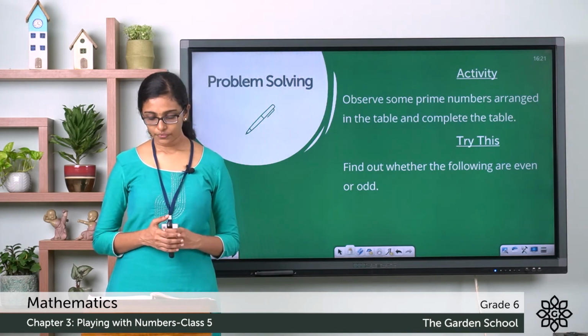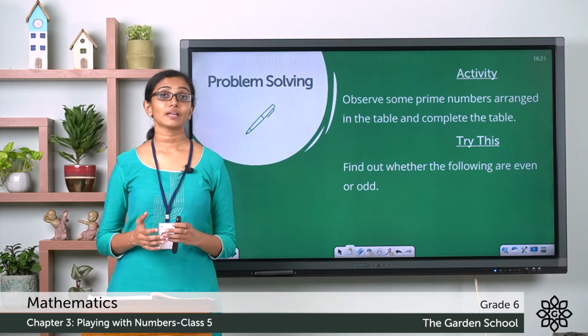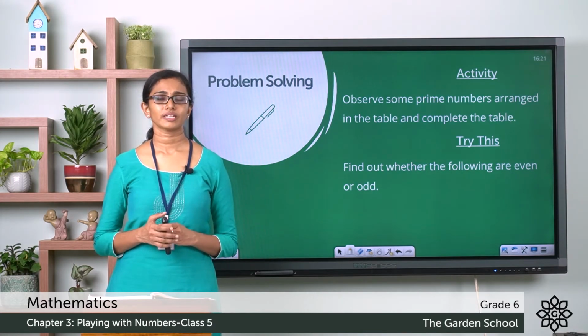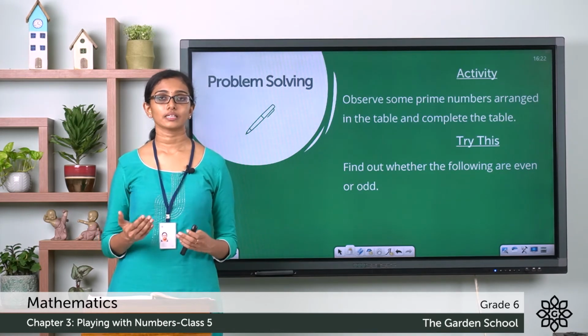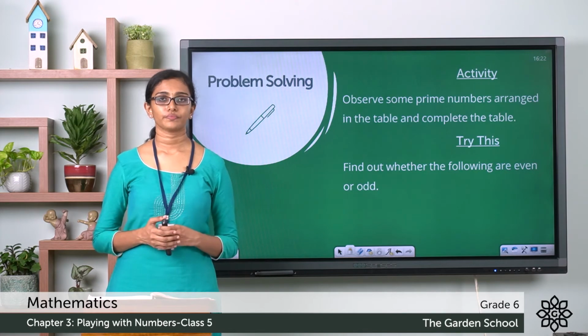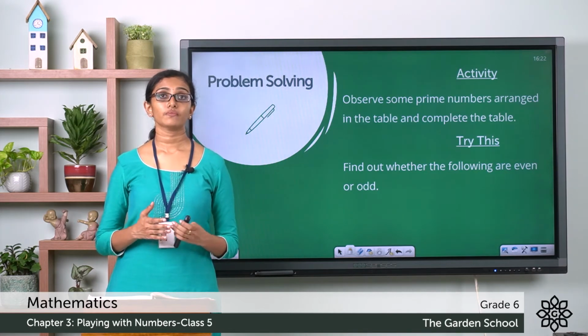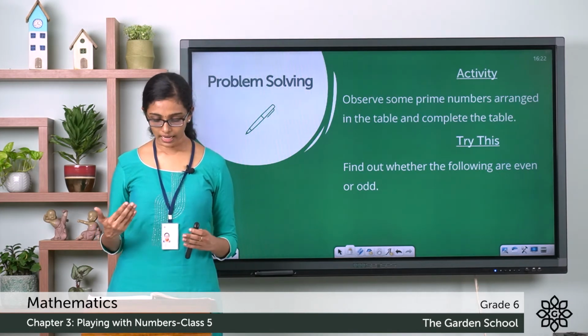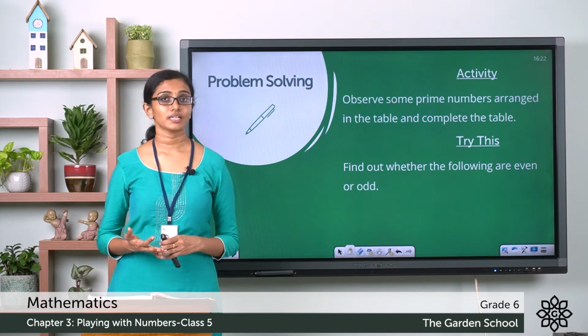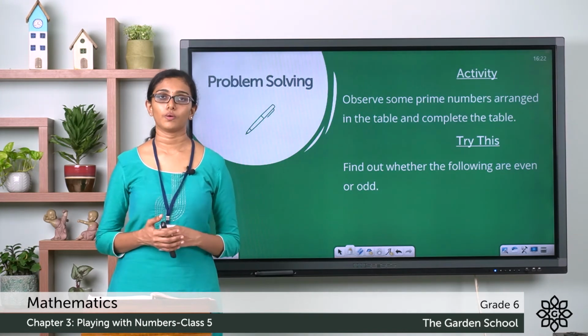Now, the sum of 2 composite numbers, would that be even or odd? Take 2 composite numbers, 4 and 9. What is 4 plus 9? 13. It is odd. But what if I am adding 4 plus 8? Both are composite numbers. The result is 12, which is even. So, when you add 2 composite numbers, the result can be either even or odd.